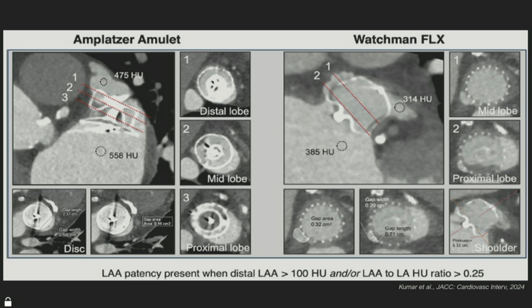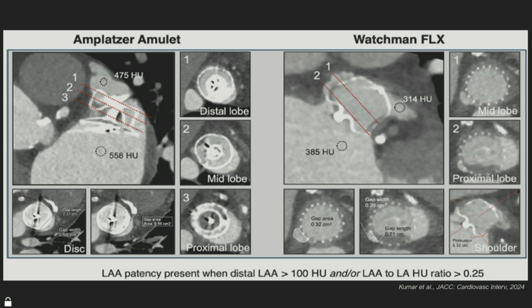Now there are other situations like this Amplatzer and this Watchman Flex device. They look like they're completely occluding the appendage, but we can compare this region of interest of blood in the left atrial appendage back here to the left atrium to determine if there's actually flow behind it. So if you completely occlude this left atrial appendage, then this region of interest behind it should be consistent with some kind of thrombus, because it's not getting blood flow and it's sealed.